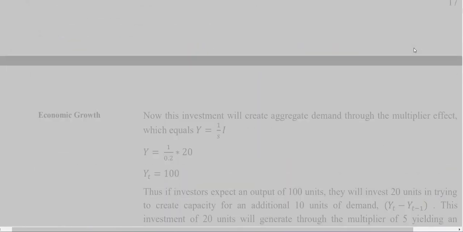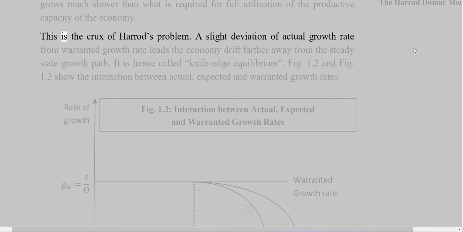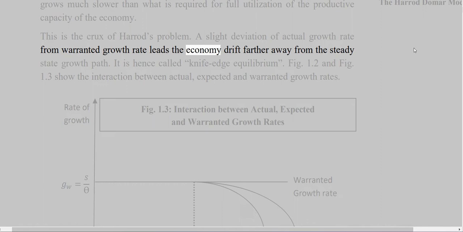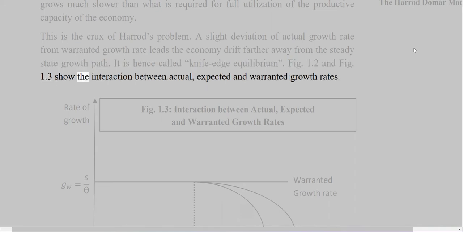The Harrod-Domar model grows much slower than what is required for full utilization of the productive capacity of the economy. This is the crux of Harrod's problem. A slight deviation of the actual growth rate from the warranted growth rate leads the economy to drift farther away from the steady state growth path. It is hence called knife edge equilibrium. Figure 1.2 and Figure 1.3 show the interaction between actual, expected, and warranted growth rates.